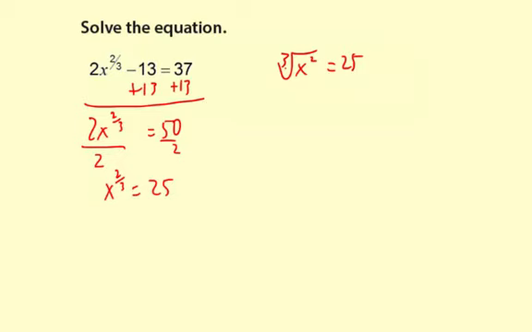And then you would get rid of this cube root by cubing both sides, or raising both sides to the third power. So x squared would be 25 to the third. And that would be a really big number. And then you would take the square root of both sides. So x would equal plus or minus the square root of 25 to the third. And I think I would just use a calculator to figure that out.